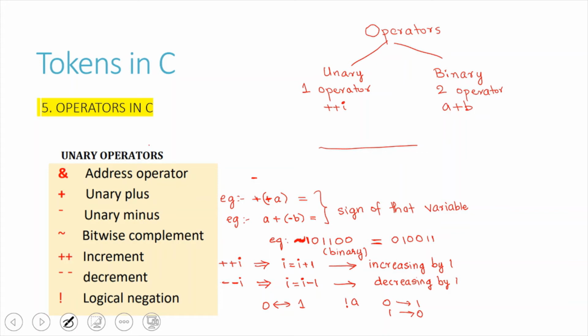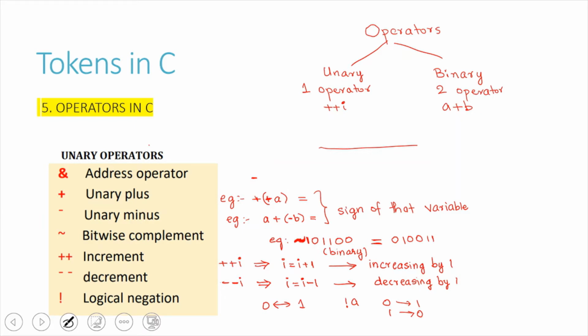Let's study about operators in C. There are mainly two types of operators. One is called a unary operator and the second one is called a binary operator. A unary operator means there will be only one operand, and a binary operator means there will be two operands. And this sign is called the operator.